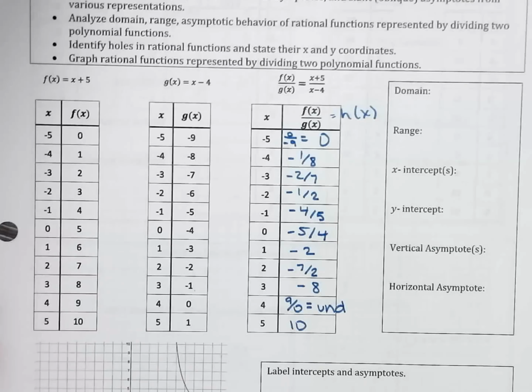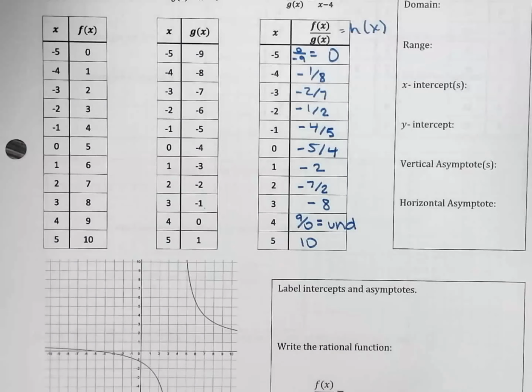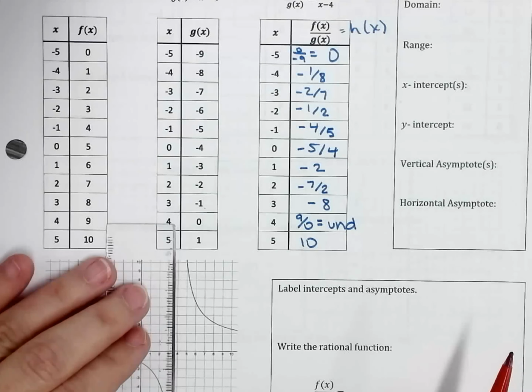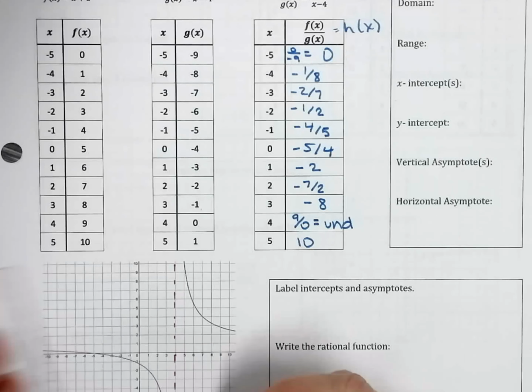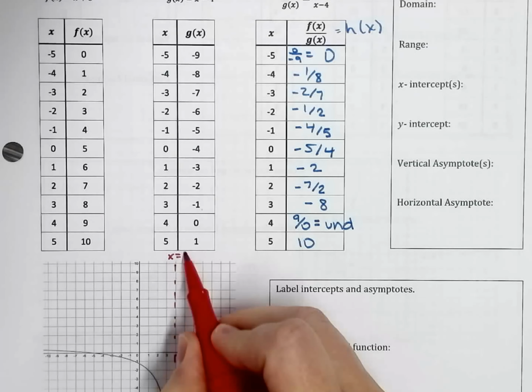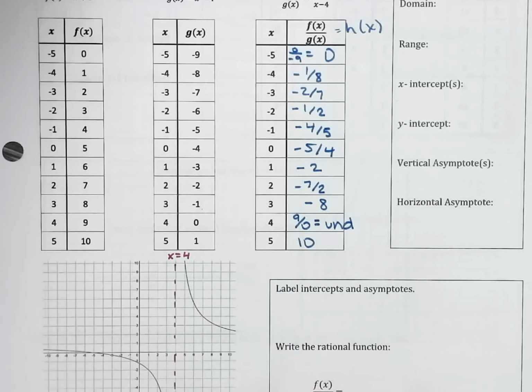If we were to graph everything from scratch here, those points would be right there. And we need to highlight the asymptotes, the vertical and the horizontal asymptotes. So I have right there x equals 4 for the vertical asymptote. So x equals 4. And I have y equals 1 for the horizontal asymptote.